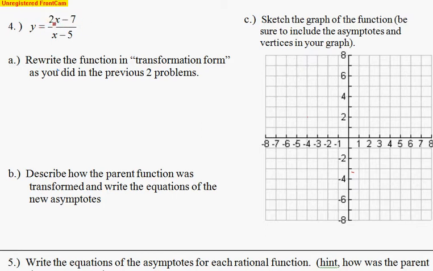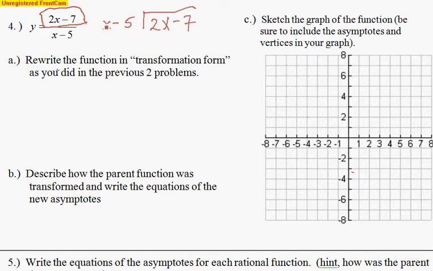So what we do is we start off here with a rational function, and this is a rational function that's in a form where it isn't entirely clear what the vertical dilation is, what the vertical shift is. We're pretty clear on what the horizontal shift is. What we're going to have to do is some division here in order to put this into transformational form. So I'm going to rewrite it this way. What we're trying to do is divide x minus 5 into 2x minus 7.